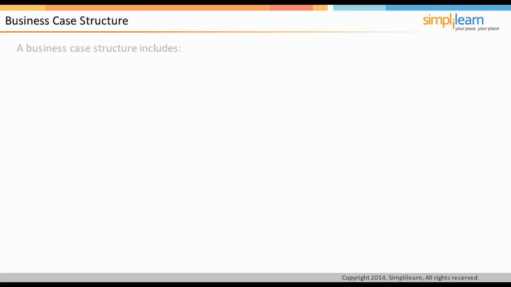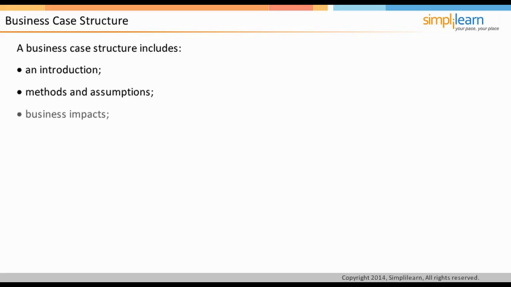A business case structure includes an introduction that addresses the business objectives, methods and assumptions which define the boundaries of the business case, business impacts in terms of financial and non-financial impacts and recommendations in terms of any specific actions, risks, and contingencies that can impact the objectives. In the next screen, we will focus on risk.